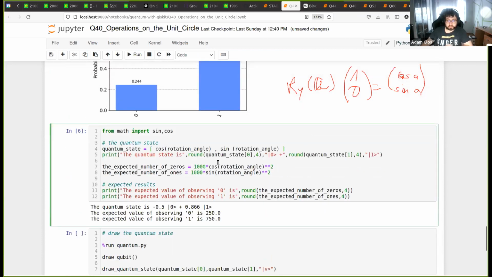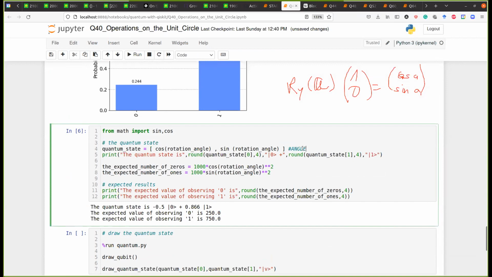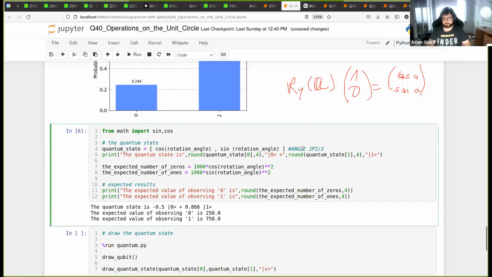And going back, if you have cosine of the rotation angle, for the angle being 2 pi over 3, you will have minus cosine of 2 pi over 3, which is, sorry, just cosine, which is minus 1/2. And similarly for sine. And this is exactly what is happening here.